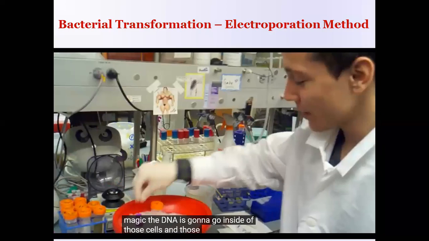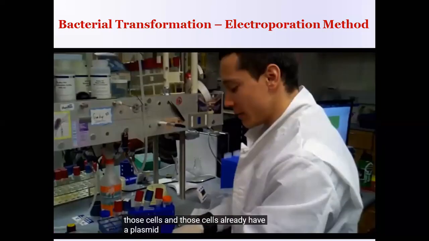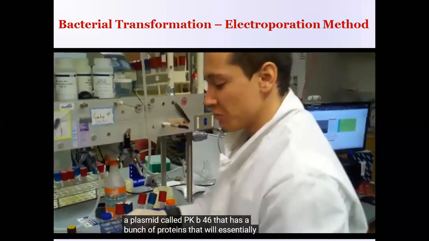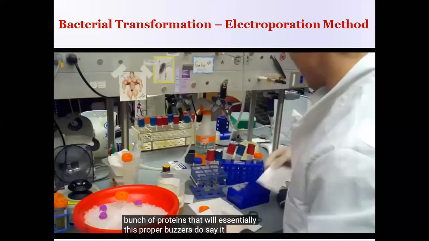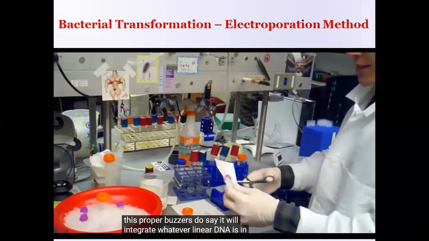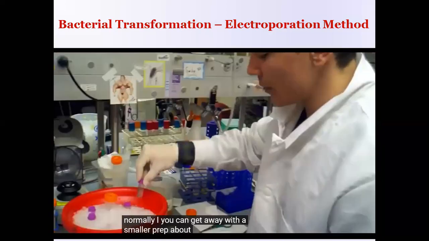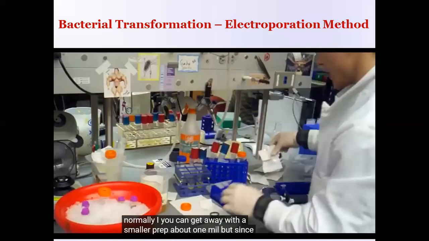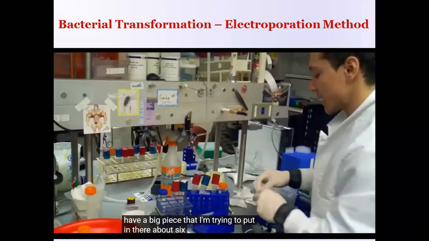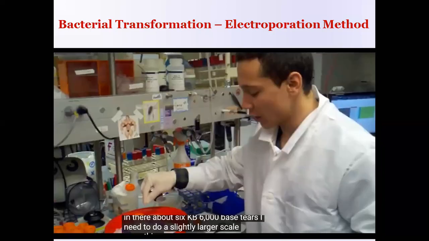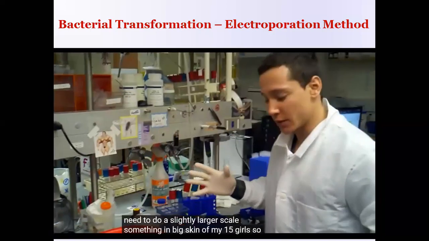And those cells already have a plasmid called pKD46 that has a bunch of proteins that will, for our purposes, integrate whatever linear DNA is in there. Normally, you can get away with a smaller prep, about 1 mL, but since I have a big piece that I'm trying to put in there, about 6 kb, 6,000 base pairs, I need to do a slightly larger scale prep. So I'm doing a mid-scale prep, 50 mL.